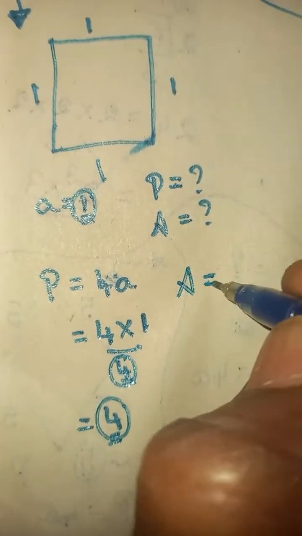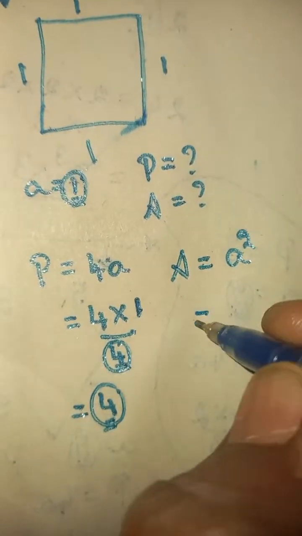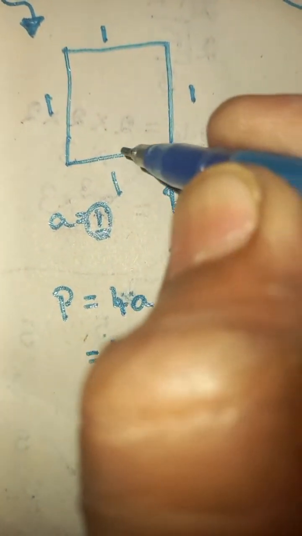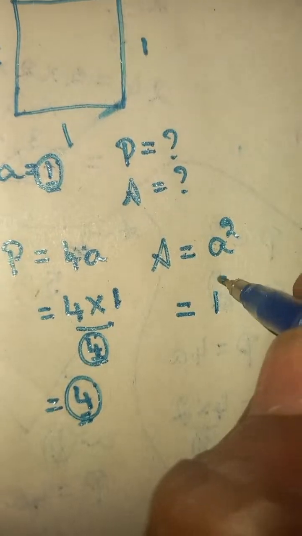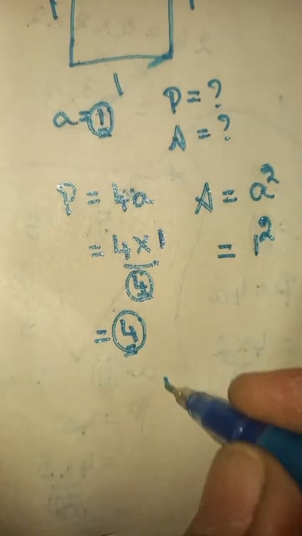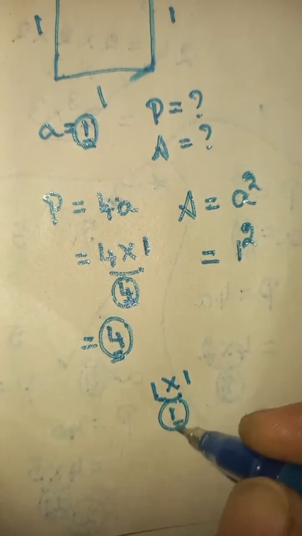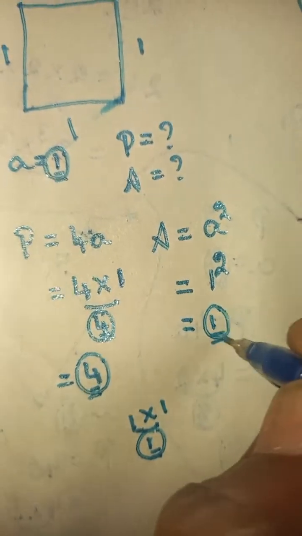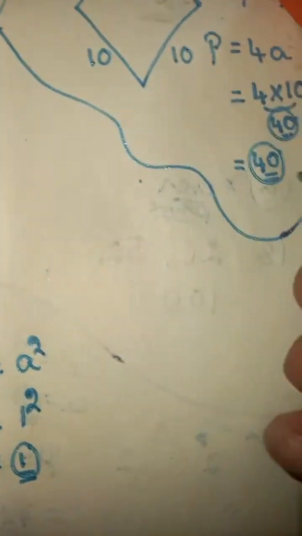Now the area of the square is side length squared. The side length is 1 unit, so it becomes 1 square. 1 square means 1 times 1, which remains 1, so 1 square unit is the area of the square. Let's take another square.